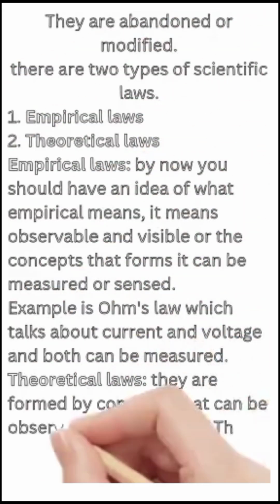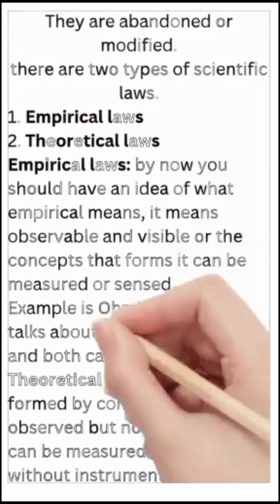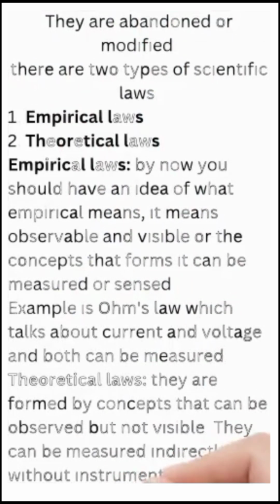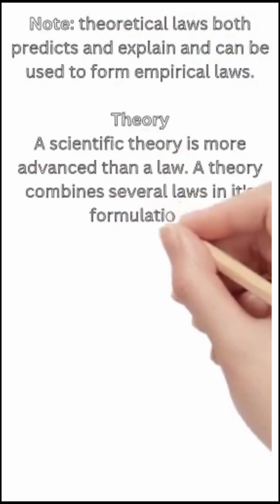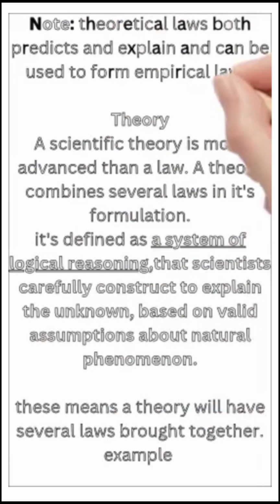There are 2 types of scientific laws. 1. Empirical laws. 2. Theoretical laws. Empirical laws. By now you should have an idea of what empirical means. It means observable and visible, or the concepts that form it can be measured or sensed. Example is Ohm's law, which talks about current and voltage, and both can be measured. Theoretical laws. They are formed by concepts that can be observed but not visible. They can be measured indirectly but without an instrument. Note: theoretical laws both predict and explain, and can be used to form empirical laws.